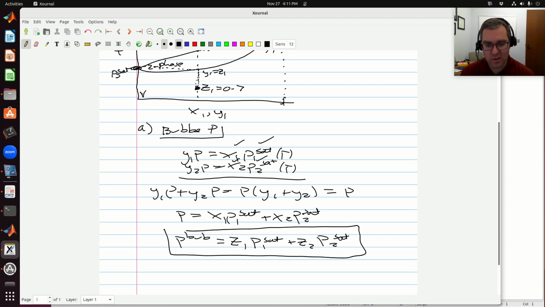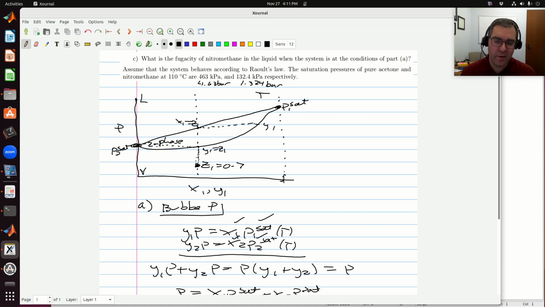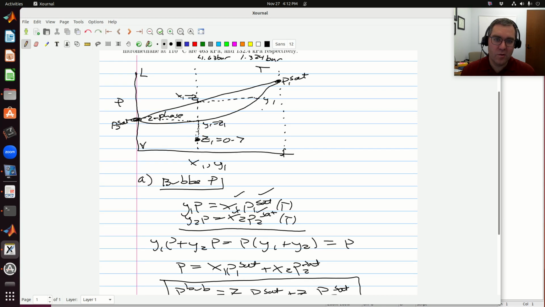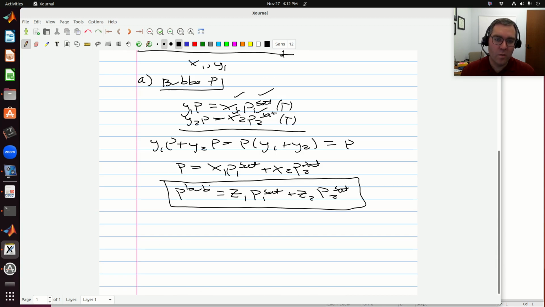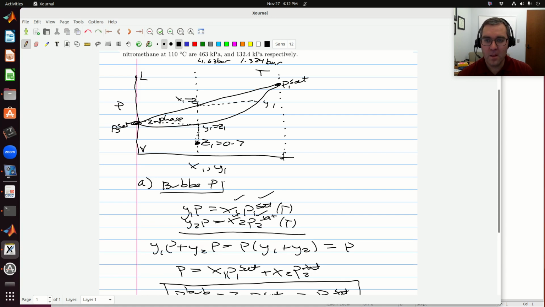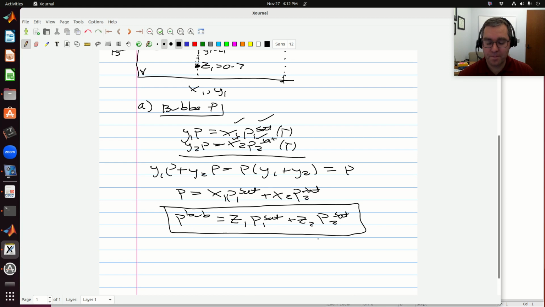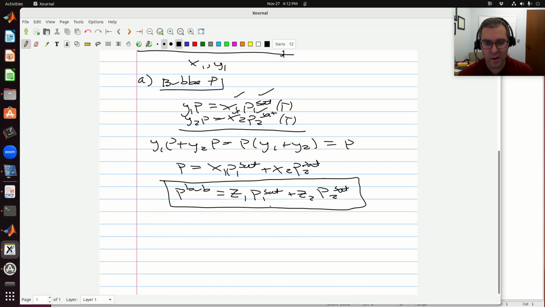Also, as an aside, when we've sketched PXY phase diagrams for ideal systems, my bubble line takes the form of a straight line between P2 sat and P1 sat. Why? Because the bubble point pressure of my mixture is just the molar average of my pure component saturation pressures. So my bubble line is going to take the form of a straight line for a system that obeys Raoult's law. So that's how I'll calculate P bub, and we'll go over to MATLAB and calculate P bub here in a second. Let me just make a mark for it.